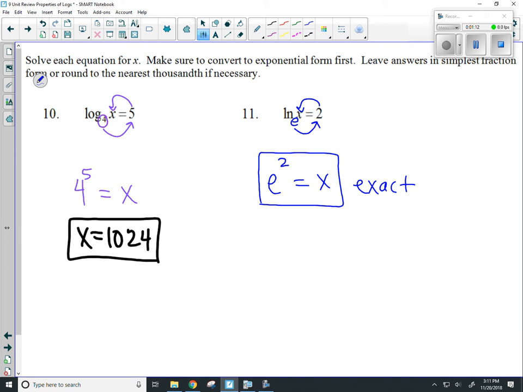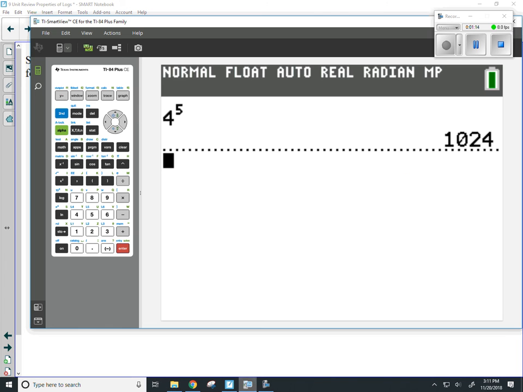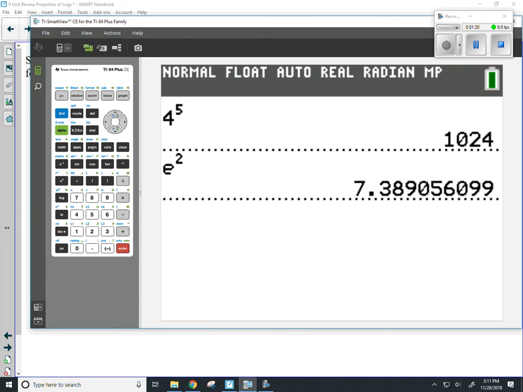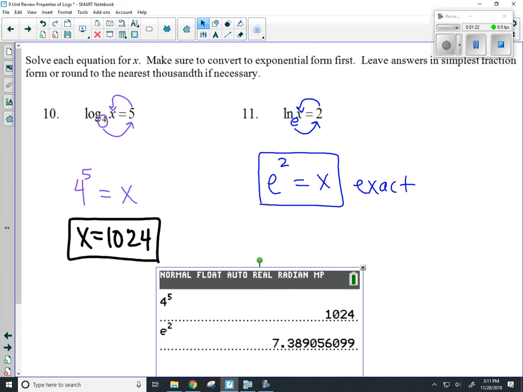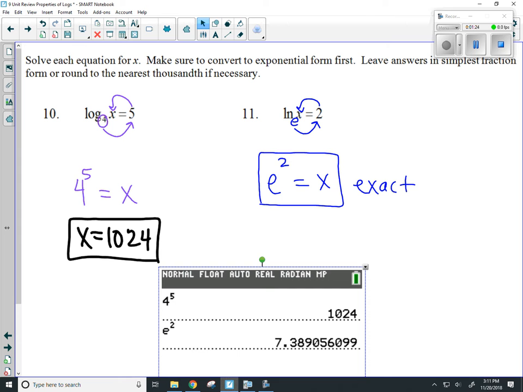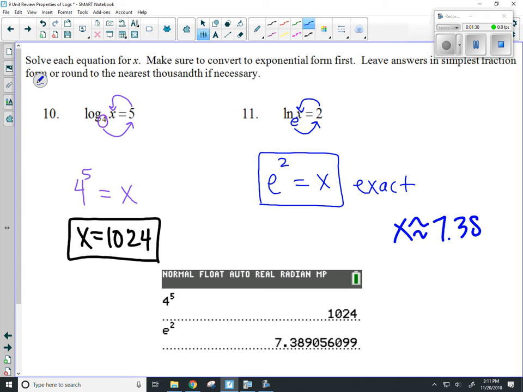If you wanted to approximate what x was equal to, you'd have to use your calculator and do e raised to the second. So x would be about 7.389, so approximately equal to 7.389. So either way works for us.